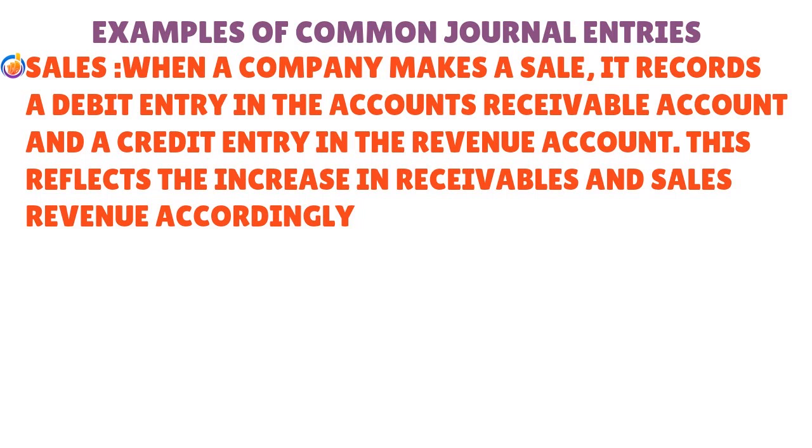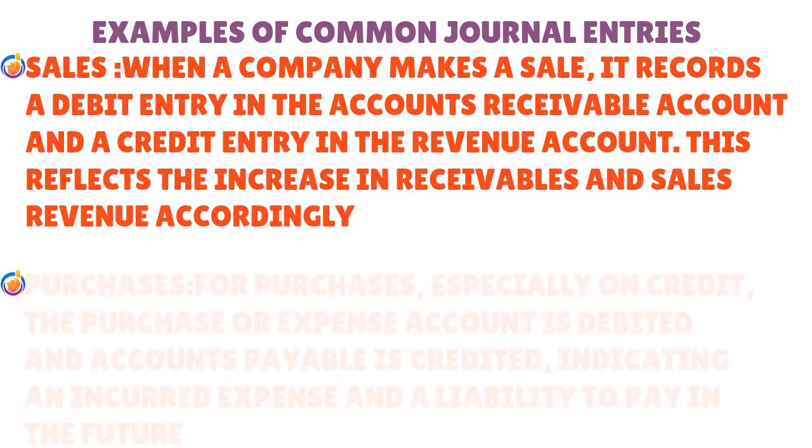So when a company makes a sale, it records a debit entry in the accounts receivable account and a credit entry in the revenue account. So this reflects the increase in receivables and sales revenue accordingly. Okay. So remember, to increase an asset's accounts receivable, you want to debit it. To increase a revenue account, you want to credit it.